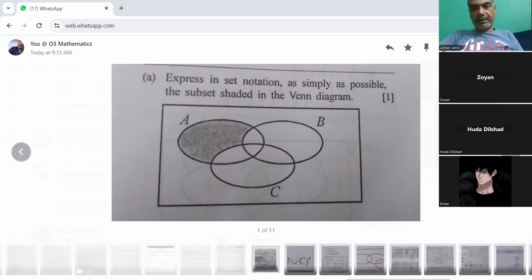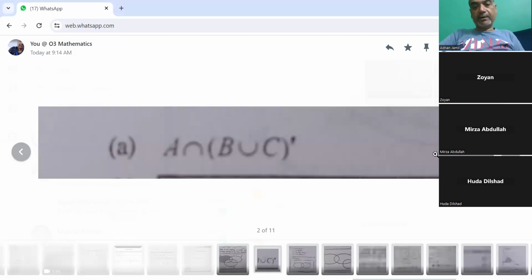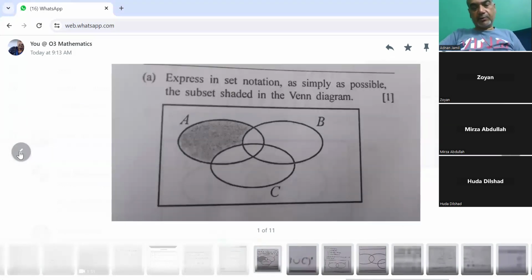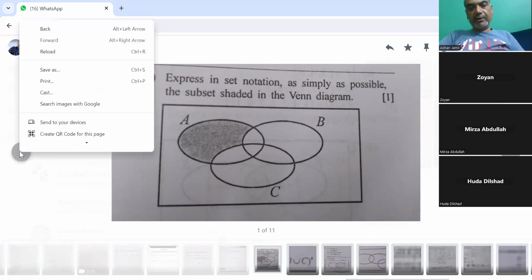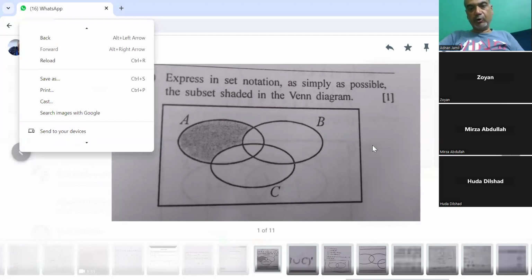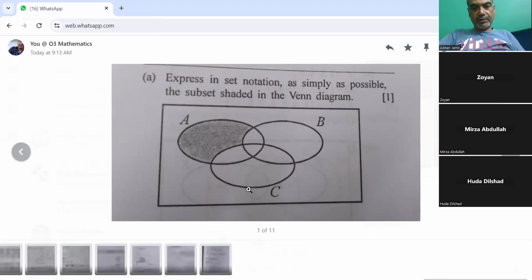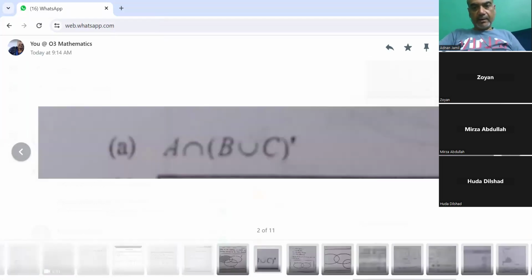So we can easily say that A intersection (B union C) dash, with a prime on it. Yeah, A intersection (B union C) dash. So it means that B and C are not included, A is included. So this is the common region where the members of the set A are included, but the members of B union C are not included in this. Okay, so this is your case. This is the answer.